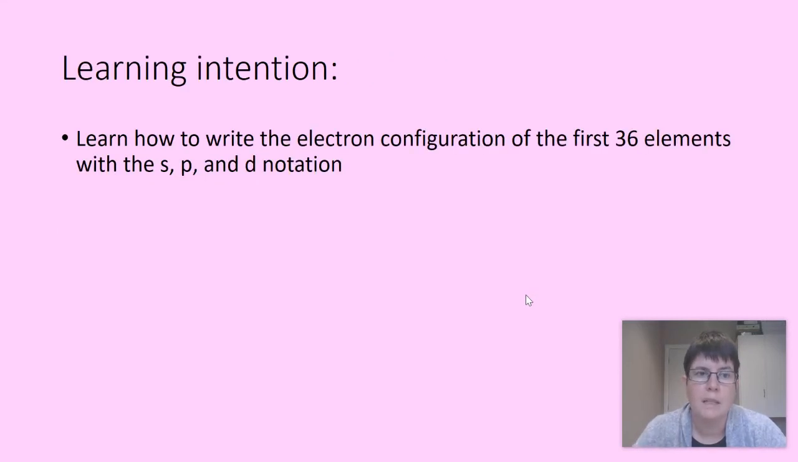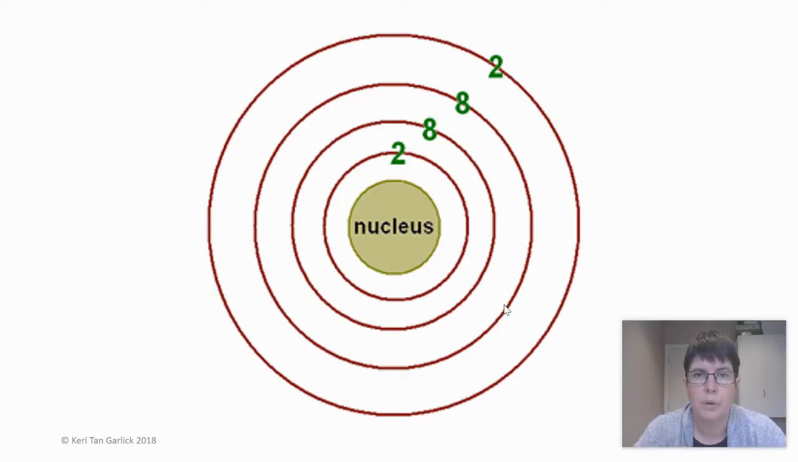Now, this first video is about how to write the electron configuration of the first 36 elements with SPD notation. So I'm going to explain what that is and what you need to know. Up until level 3 chemistry, this is the model of an atom that you'll be familiar with. There's a nucleus which contains protons and neutrons, and the electrons are thought of as in shells, energy shells, more like planets orbiting the sun. So we've got 2 in the first shell, 8 in the second shell, and so on, up to 20. So we just learned up to 20 electrons.